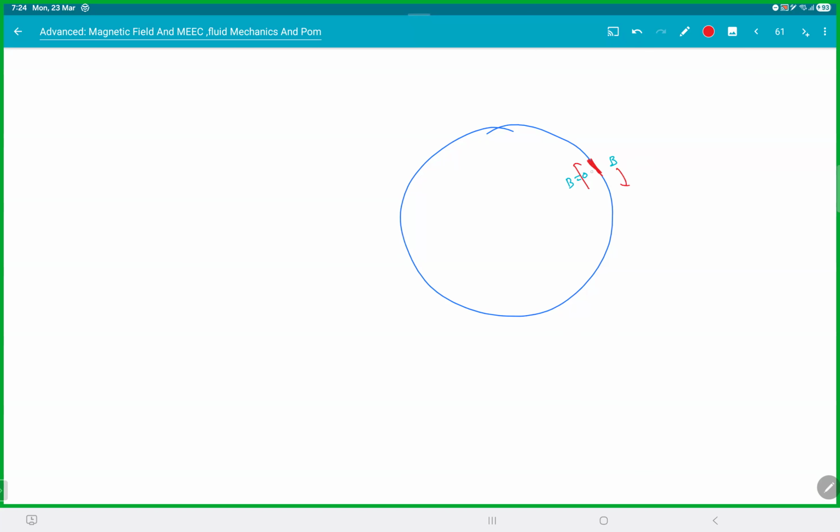So that means if you take the small piece and if you take the whole piece together, inside is zero, isn't it? What is the meaning of this? They're equal and opposite inside, and outside they're equal and are in the same direction. So both are contributing half and half.